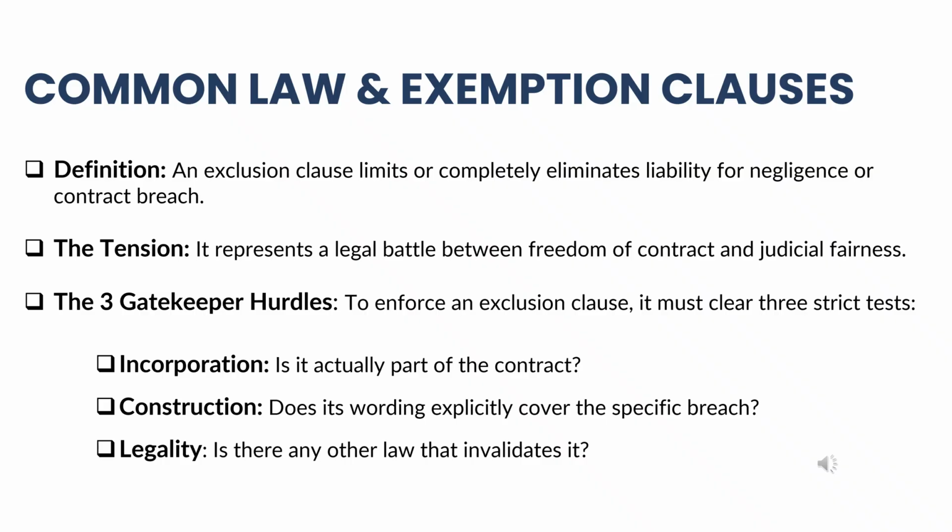To prevent abuse, the common law acts as a kind of gatekeeper. Before an exclusion clause can successfully protect a party from liability, it must overcome three important legal hurdles. The first question is incorporation. Was the clause properly included in the contract? The court will examine whether sufficient notice was given, or whether the clause was included through signature or previous dealings between the parties. The second question is construction.